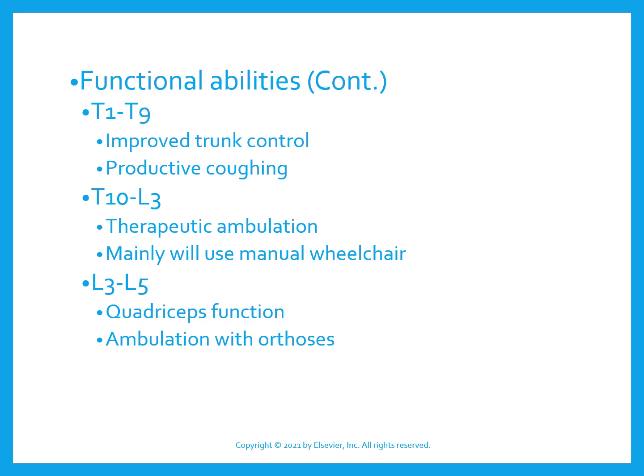From T10 to L3, these are going to be our therapeutic ambulators. So they will walk in therapy, but they're primarily going to use a wheelchair for household and community ambulation. Our goal of therapeutic ambulation is going to be promoting the weight bearing, getting some of the functional stretching to muscle groups that we need, but it's not serving a purpose for actual gait training for transferring over into functional mobility. It's for the more physiologic purposes. From L3 to L5, we should see quadriceps function, and these patients should be able to ambulate with an orthosis.